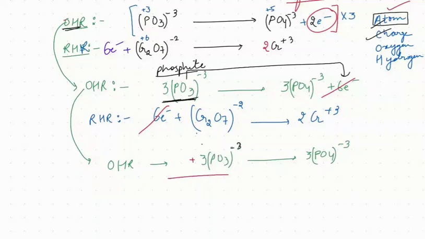Every oxygen is to be balanced by water. So you write down 3H2O. And because you have introduced water, I would say 6H plus. You understand my point? So you have balanced oxygen and you have balanced hydrogen in this particular oxidation half reaction.